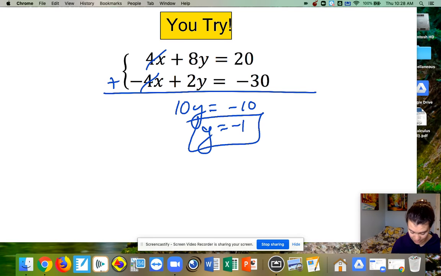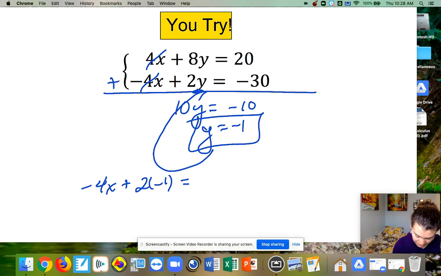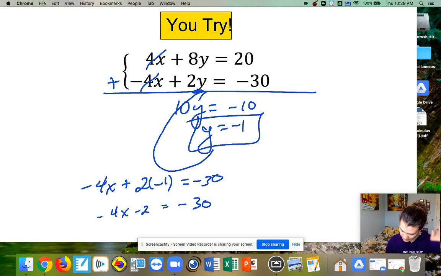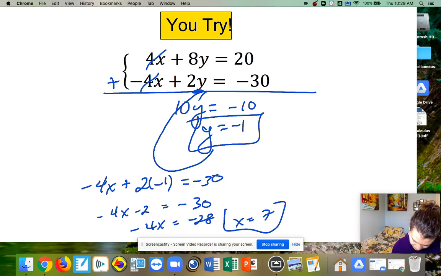And then you can plug this into either y. I'm going to plug it in to that one. So negative 4x plus 2 times negative 1 equals negative 30. So then you'll get negative 4x minus 2 equals negative 30 right there. And then we can just keep going with this. So negative 4x will equal negative 28, and x will equal 7 when you divide.